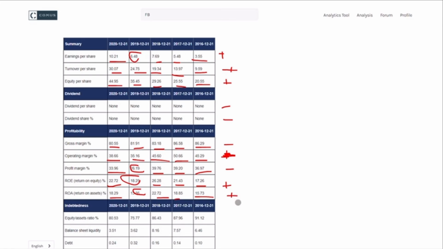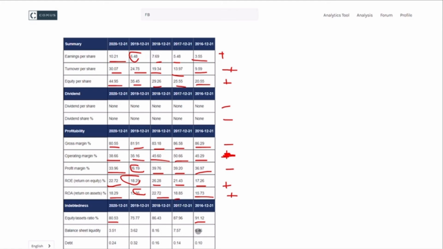Equity to asset ratio, also called solidity, basically looks at how much of the assets are financed by the equity, and it went from 91% down to 80.5%. It also tells us about the company's financial strength in the short term, and it has been falling ever since, so that is a minus for me. Still high numbers, but the overall trend is downwards, so that is a minus.